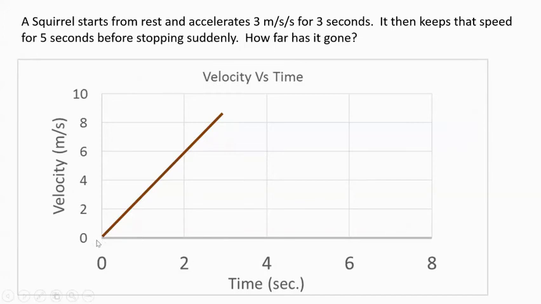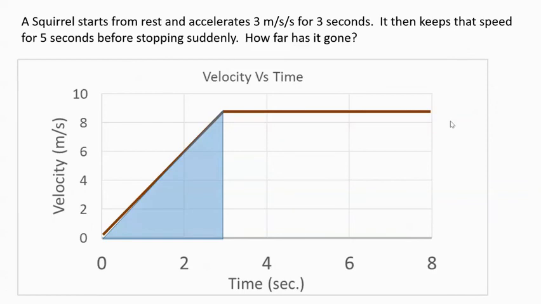So that means that every second that goes by, the velocity goes up 3. So at 1 second, it should be a velocity of 3. After 2 seconds, it should be a velocity of 6. And after 3 seconds, it should be a velocity of 9. Okay, then it says it keeps going that speed for 5 seconds. So for the next 5 seconds, you just have a flat line because the velocity doesn't change. Okay, so now we just find the area underneath the graph.